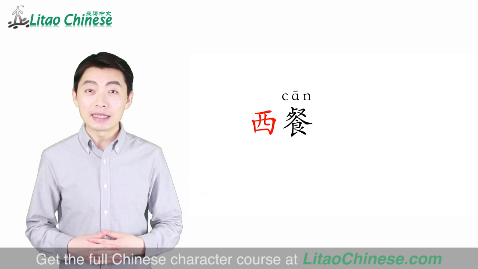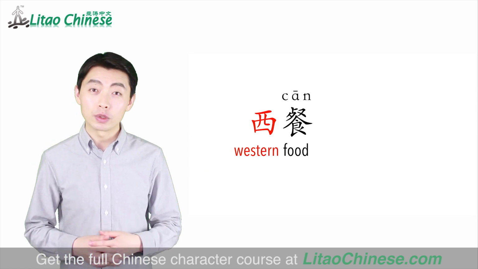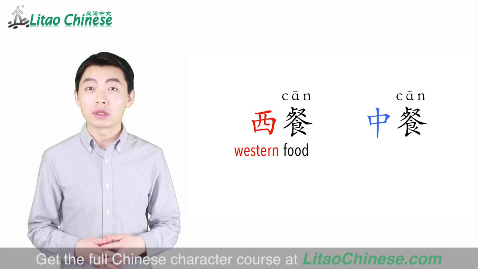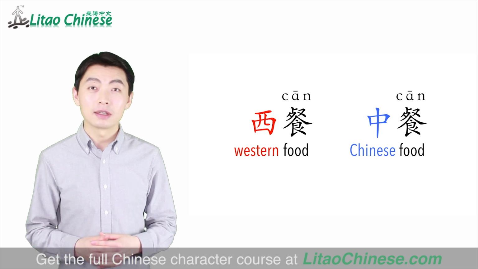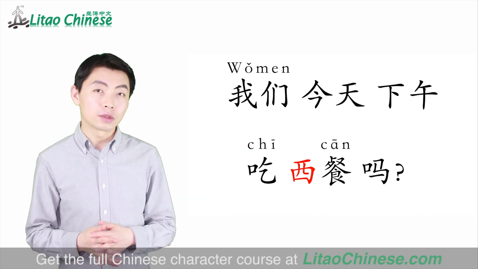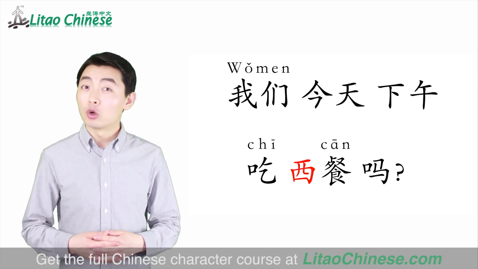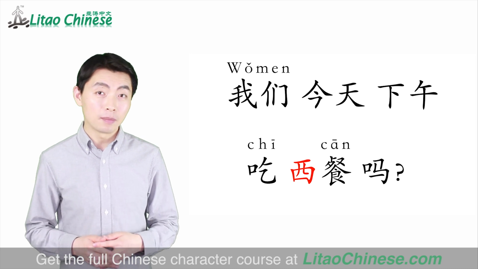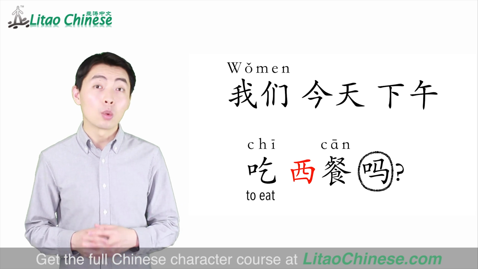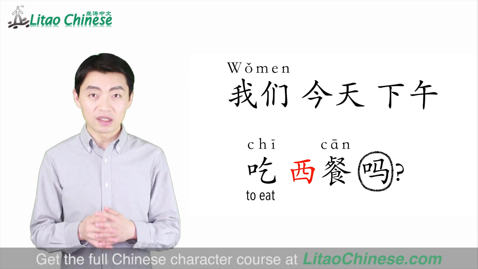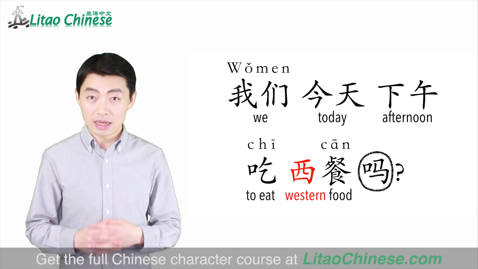西餐, 餐 means food. So 西餐, western food. 中餐 means Chinese food. 中 here means Chinese. 中餐, Chinese food. The sentence. 我们今天下午吃西餐吗？吃 means to eat. 吗 is the question particle. We already learned this character in the previous lesson. So the meaning of this question is, do we have Western food this afternoon?